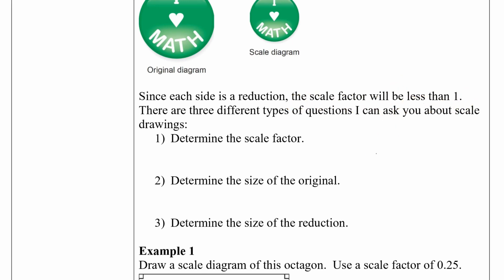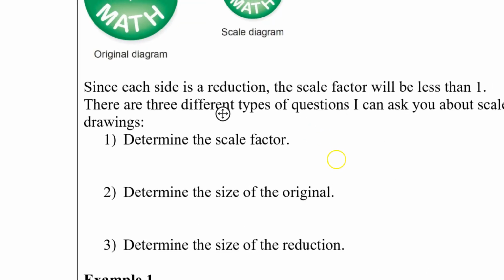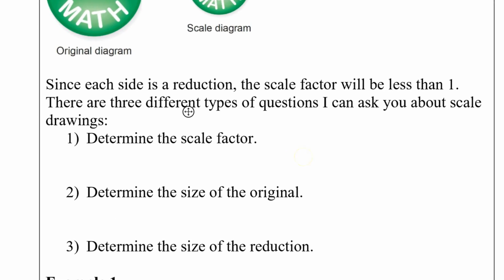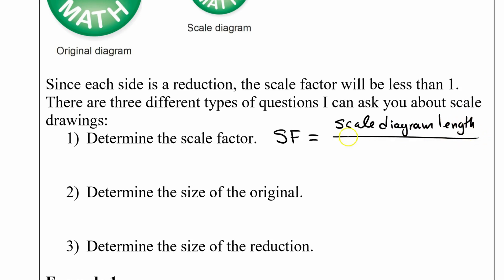So just like in the enlargements, there are 3 different types of questions that I can ask you about scale diagrams. So determine the scale factor. I'm just going to zoom into this a little bit more. So determining the scale factor is always, just as in the other one, the scale diagram length over the original length.